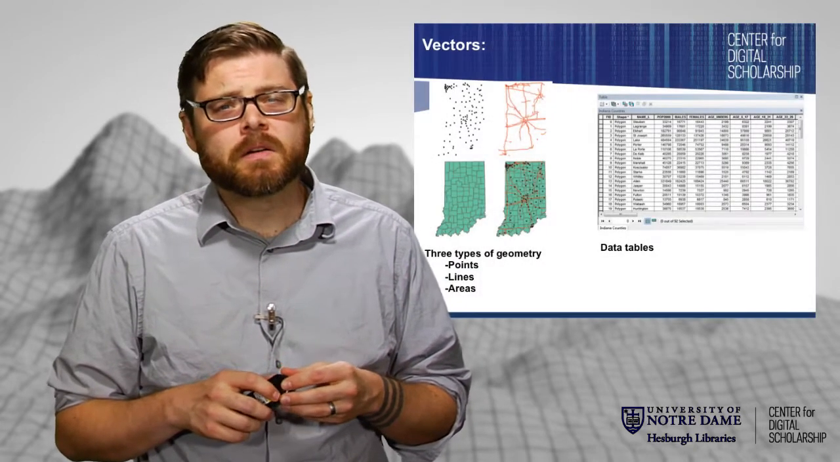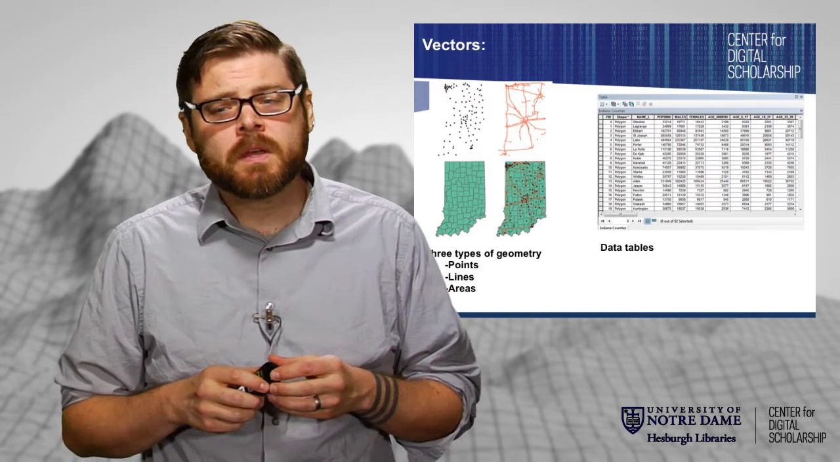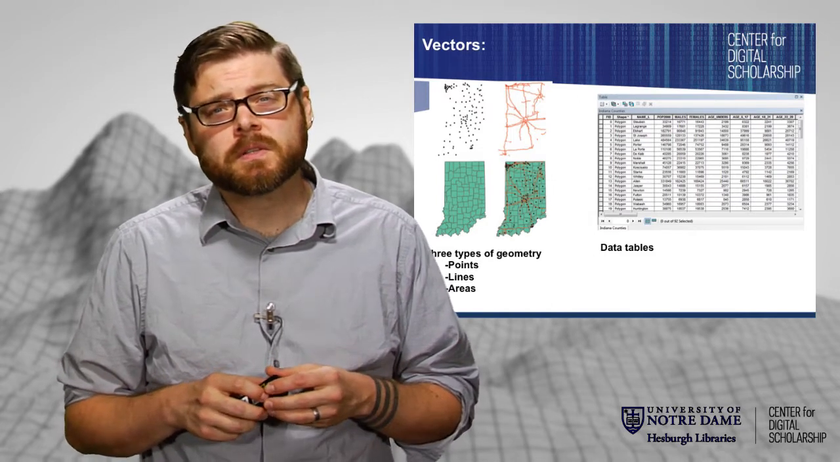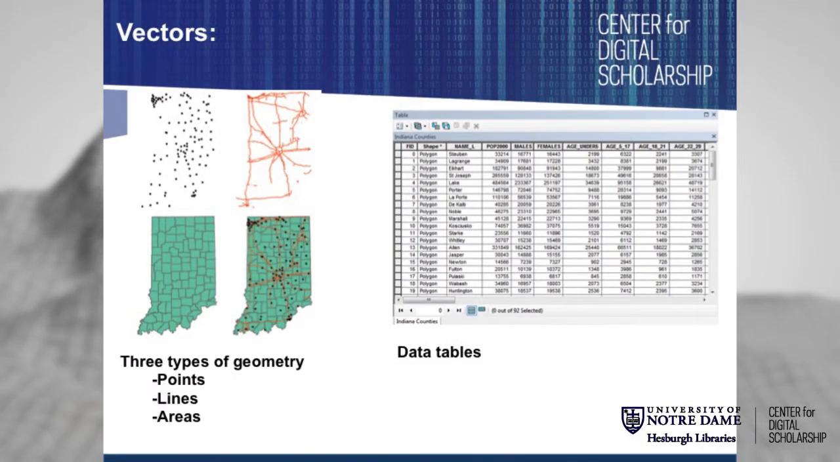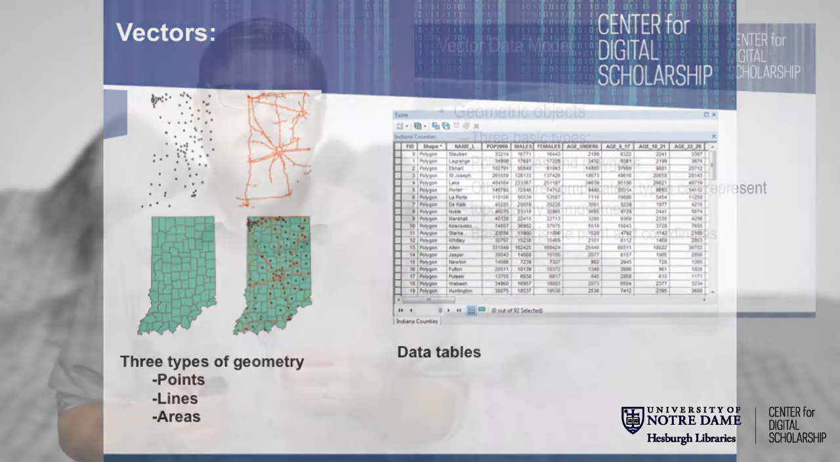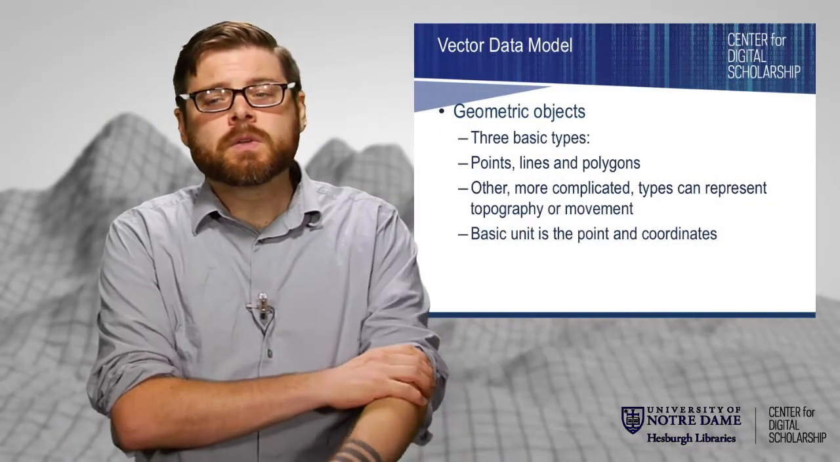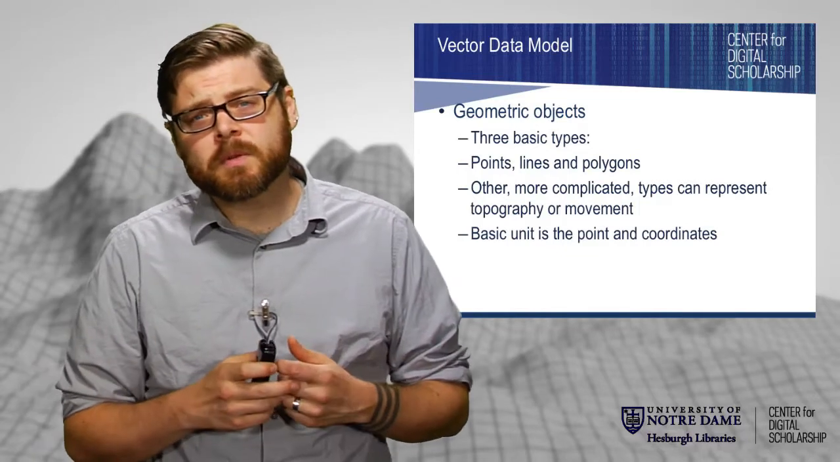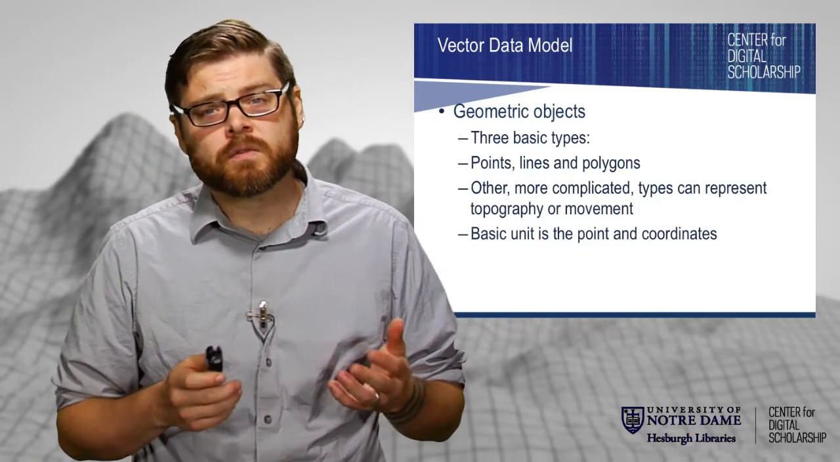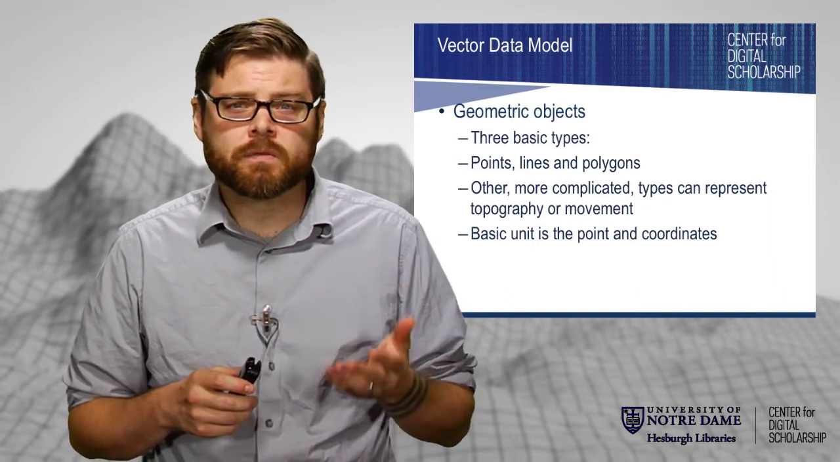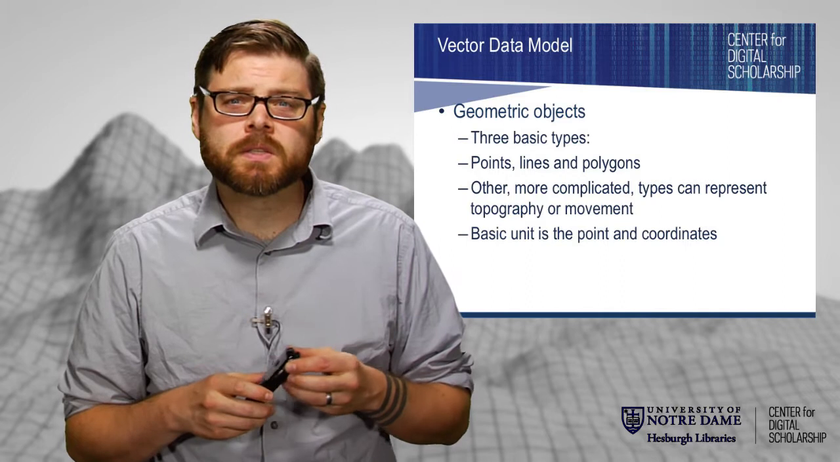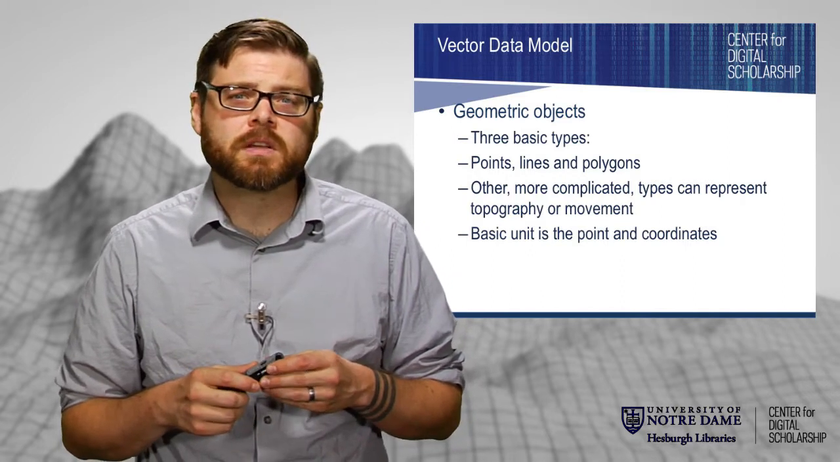Now, the vector data model, as we've talked about in the first module, is made up of three different types of geometries: points, lines, and polygons, and then usually associated data tables with each one of the features, whether it be a point, a line, or a polygon, in the data set itself. So there are other more complicated types of geometries that are available, things like three-dimensional surfaces. But we're really just going to focus on the base three geometries: zero-dimensional points, one-dimensional lines, and two-dimensional areas.